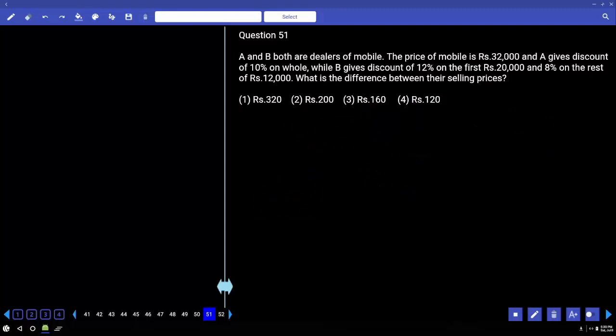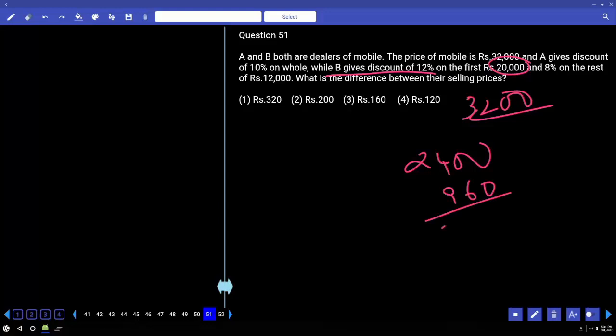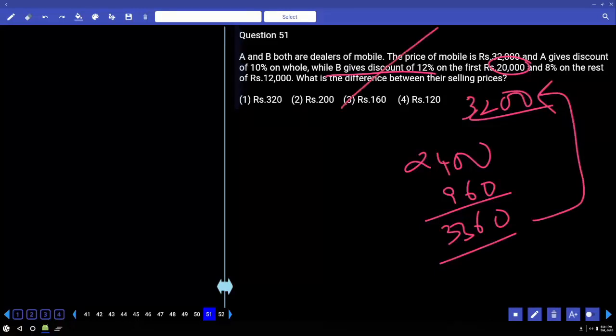Okay. So actually what is the discount given on mobile by A? 3,200 is the discount. B gives 12% on 20,000, that is 2,400. 8% on 12,000, 960, that is 3,360, and the difference between the discounts is 160.